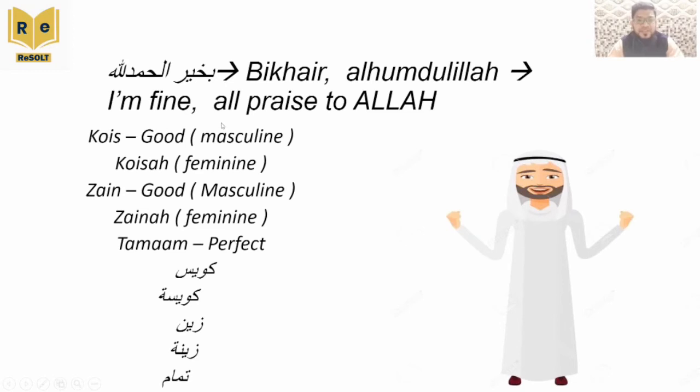Now, in different countries, there are different ways to reply. Like in Saudi Arabia, normally they say ana kois, alhamdulillah. Ana means I. So ana kois, I am good, alhamdulillah. If a female is replying, then she will say ana koisa, alhamdulillah.